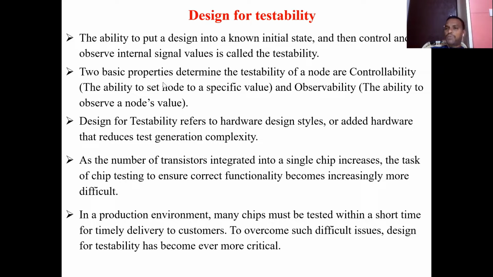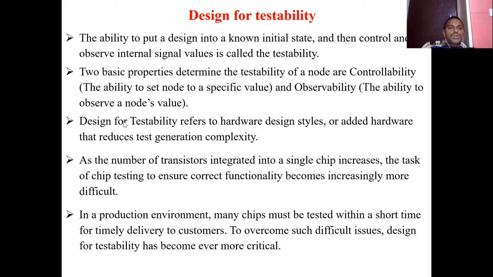Observability. Okay, we have input nodes and output nodes. At the input nodes, we will keep that node to a specific value or a specific test vector. And if you observe that corresponding values or the output values at the output node, that is called as what? Observability. Applying of inputs or test vectors at a particular node to a specific value is called as what? Controllability. And observing of those results of that particular input specific value is called as what? Observability. The ability to observe the node values, that is output node, we can call. Okay, so this is about the two properties what we have: controllability and observability.